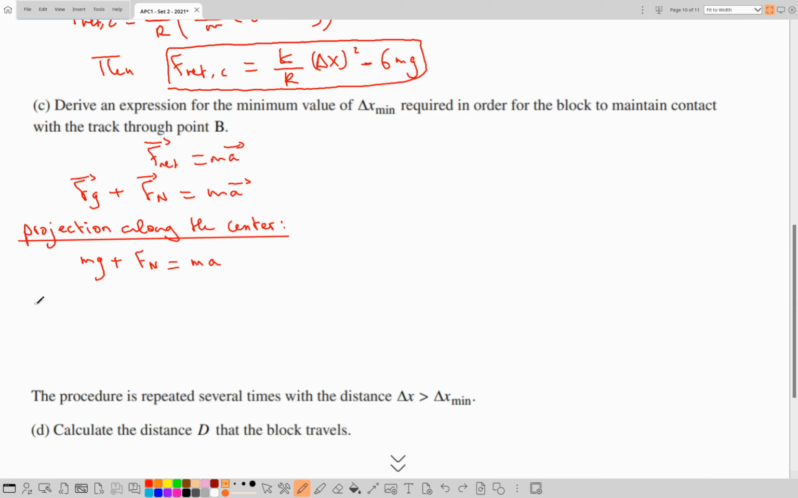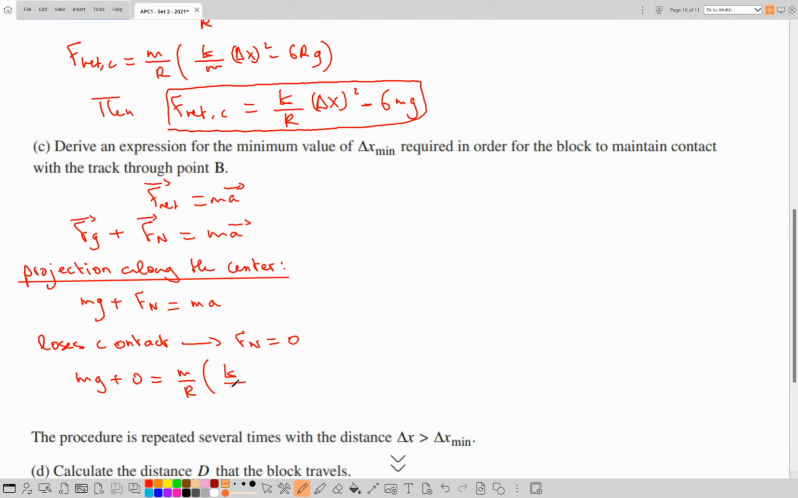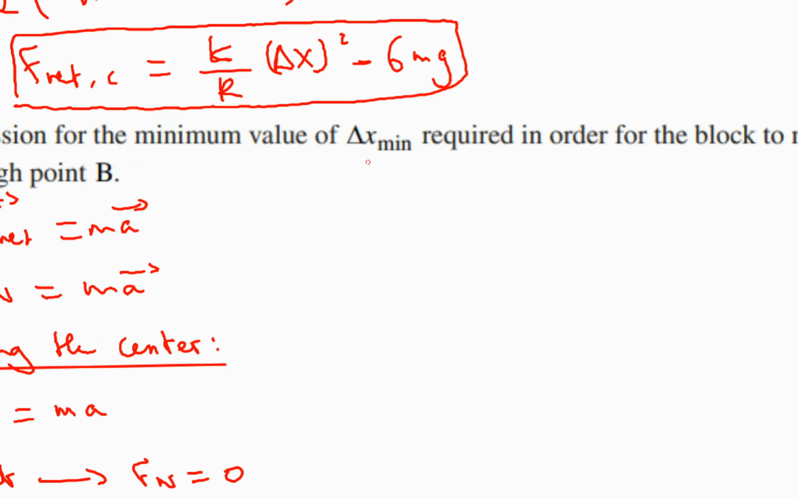Now let me say the block loses contact. That means the normal push should momentarily vanish, then mg plus 0 is given by m v squared over r, that would be r, and v squared, let me just copy it, that would be k over m delta x squared minus 6rg, and indeed we're searching for delta x. In this case delta x represents the minimum value.